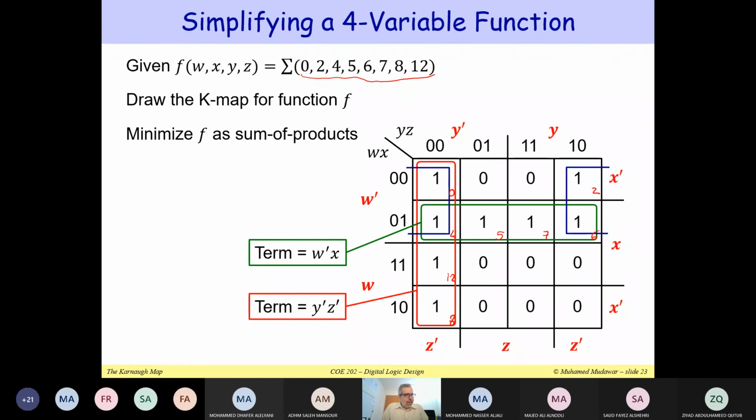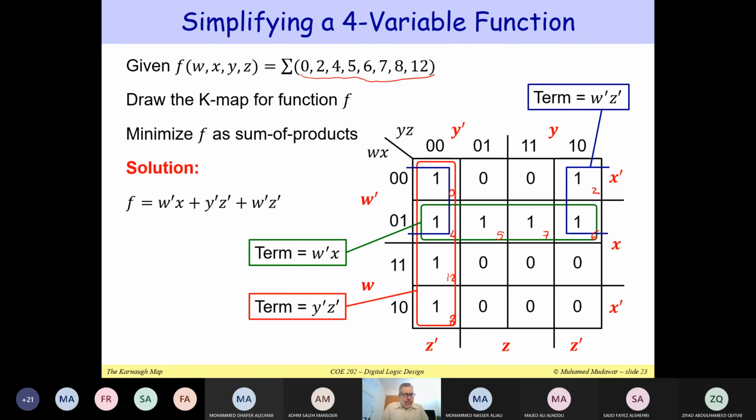Now, the more you combine, the better. You should not really combine 2 if you can combine 4. You should really combine the 4, not just 2. So what is the term for this blue block? W prime, Z prime. What is common is W equal to 0, Z equal to 0. So it must be W prime, Z prime. Thank you. And therefore, we can write the expression. This is my solution. This is a minimal sum of products expression for the function f.